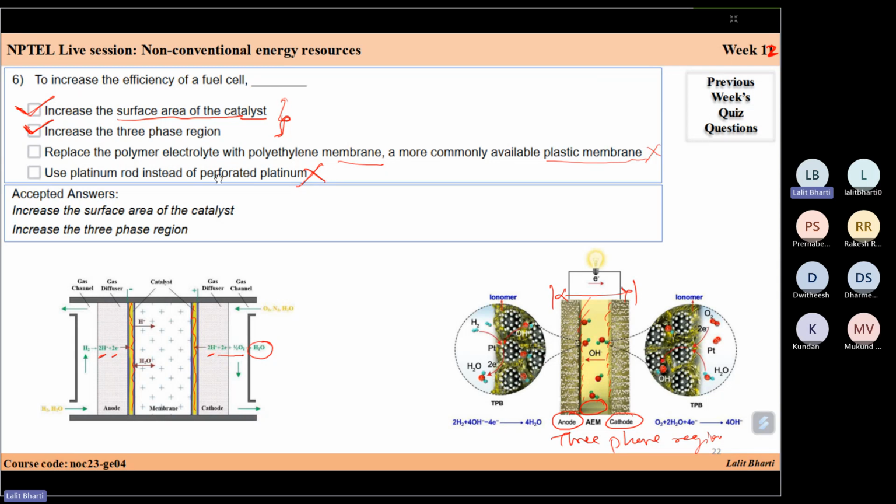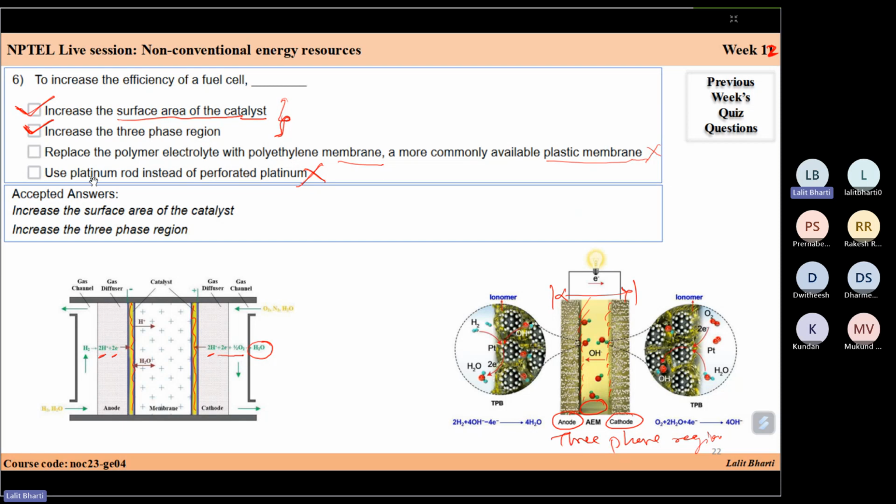The third option is to replace the polymer electrolyte with a polyethylene membrane, a more commonly available plastic membrane. So do we need a plastic membrane? That is incorrect, because it will not increase the efficiency. It is just a polymer electrolyte with a polyethylene membrane. The polymer electrolyte is used here, not a polyethylene membrane.